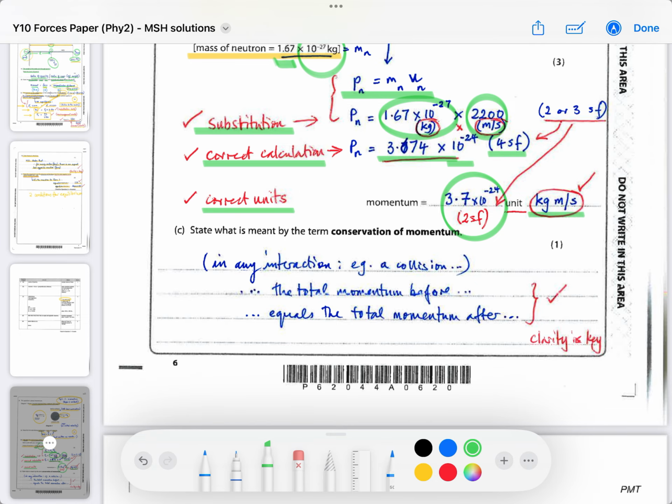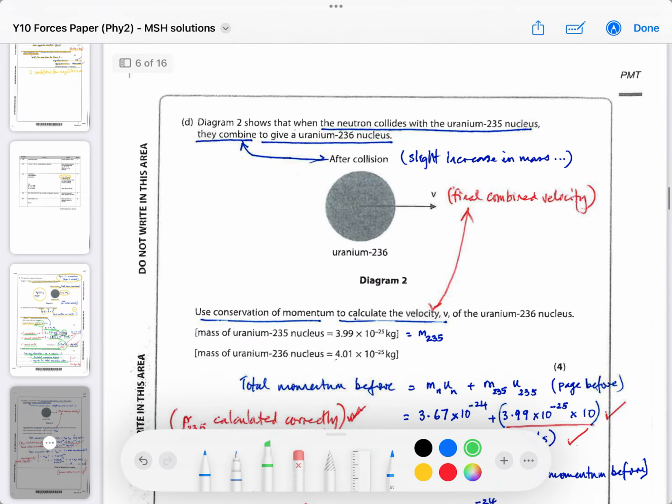And then they want you to explain what is meant by conservation of momentum. Okay? The principle of conservation of momentum is that in any interaction, like a collision, the total momentum before the collision must be equal to the total momentum after the collision if there are no other forces acting. In other words, if the only force acting is the forces involved in the collision, then this will be true. That means mathematically, if you know the total momentum before, you can work out the total momentum after, and so you can work out, for example, the unknown final velocity after the neutron embeds itself in the uranium-235 nucleus.